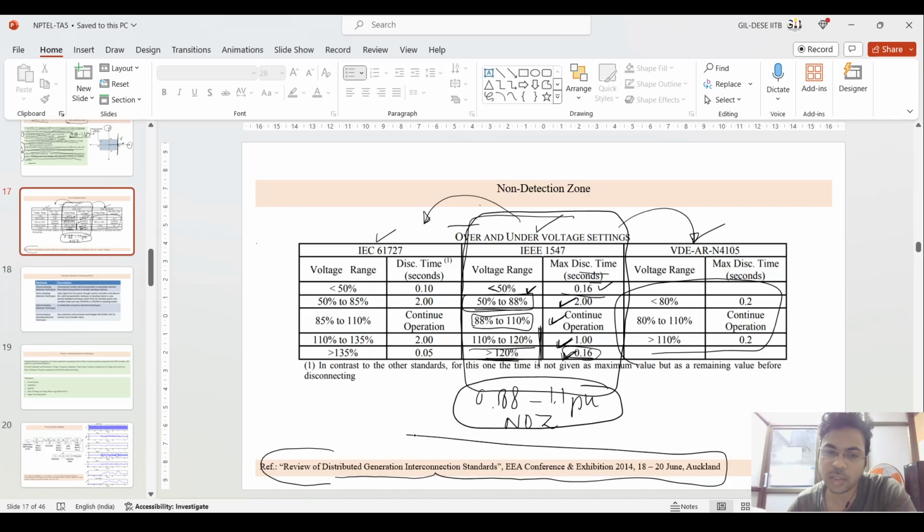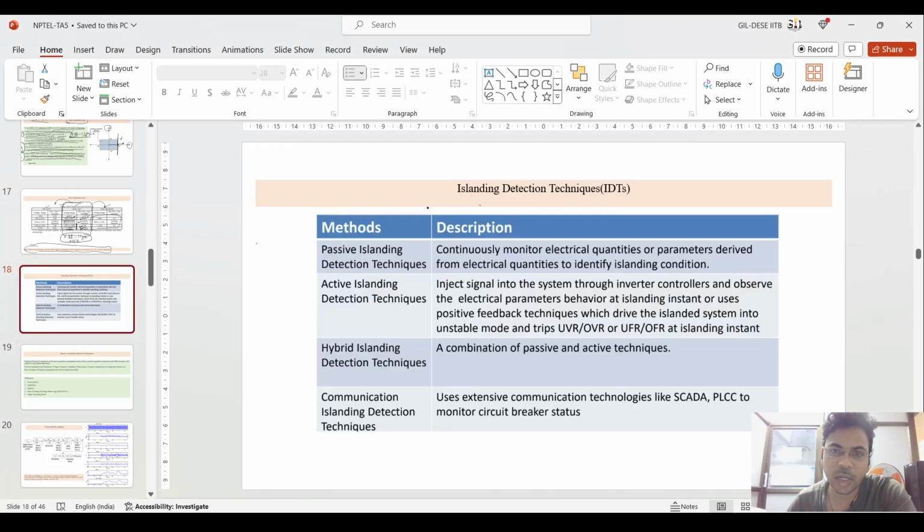So this I have given the reference also, that review of distribution generation interconnection standard. You can also see from this paper itself how other grid codes give this voltage settings and disconnection time. Okay. If you have any doubt, you can write in the chat box also. Okay. And you can ask me by opening your mic.